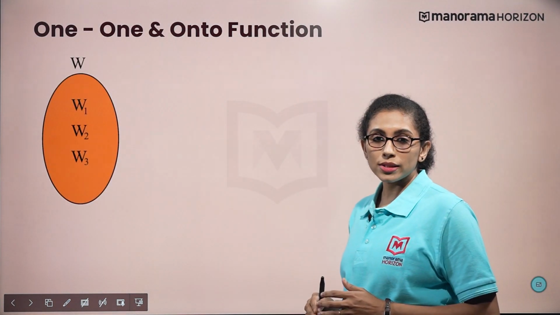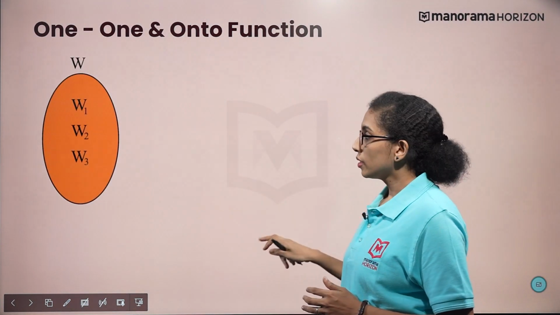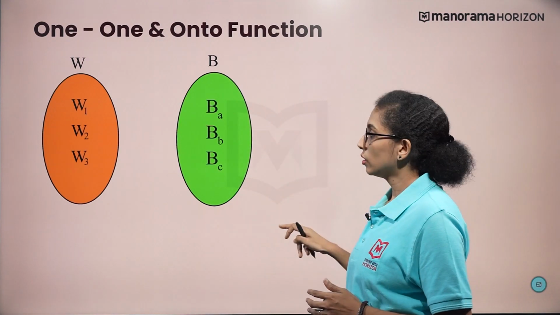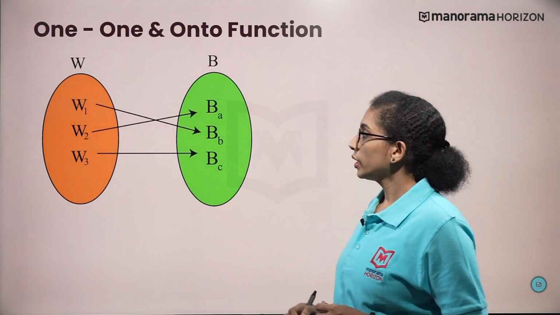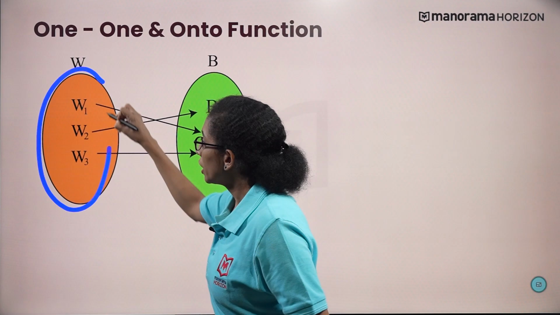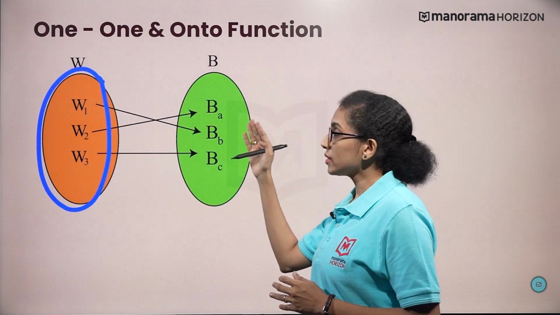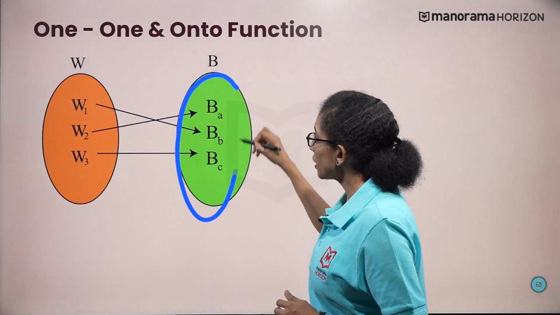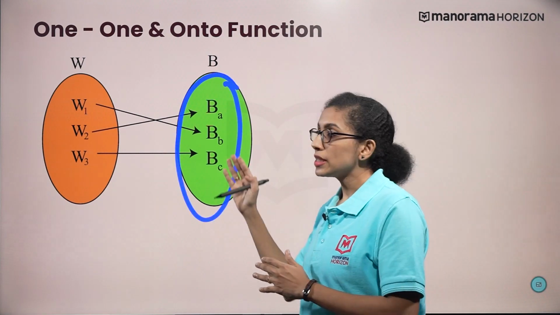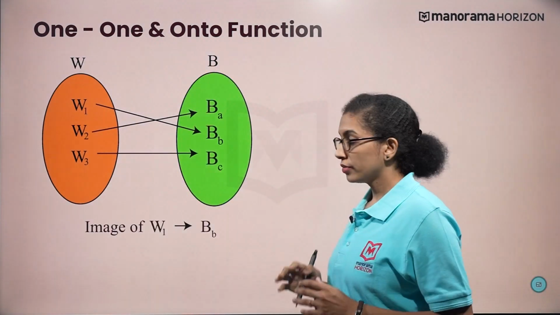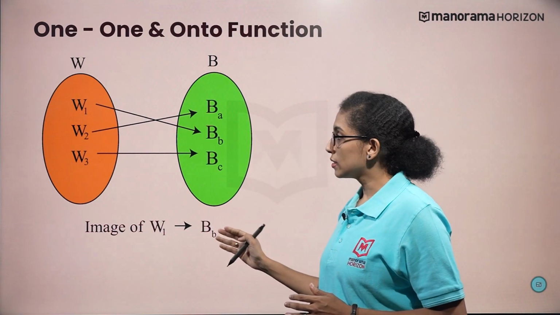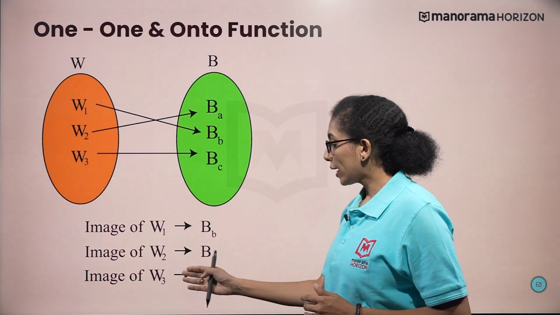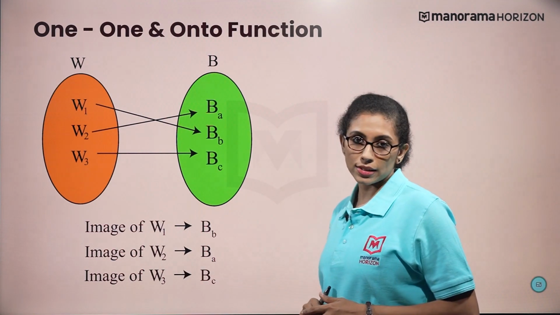Set W represents a set of writers. Set B represents books written by writers. Here is an arrow diagram. Here, each element in set W has an image in set B. At the same time, every element in set B is the image of some element in set W. That is, image of W1 is B2, image of W2 is B1, and the image of W3 is B3.